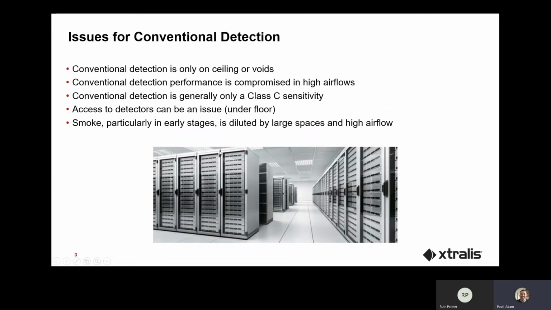So what are the issues of conventional detection? If we look purely at fire codes, and when we're designing systems, fire codes are all geared around smoke rising from a fire and hitting the ceiling and spreading it across the ceiling.